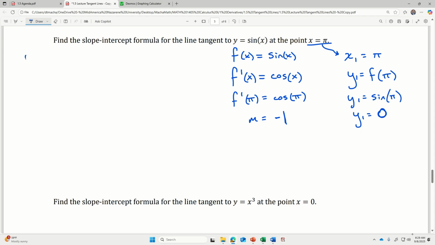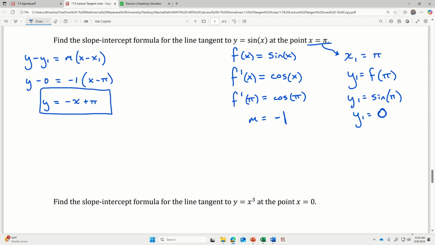Okay, so now that I have everything I need, I just write down my point-slope formula. I subtract 0 and multiply by -1, and then it's x minus pi. And to simplify, I distribute the -1. And there it is. That's my slope-intercept formula for the line tangent to y equals sine of x at the point x equals pi.